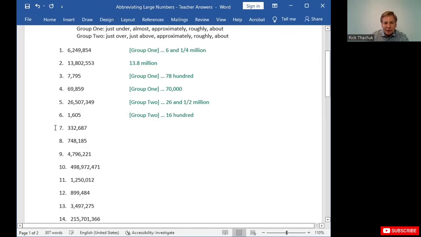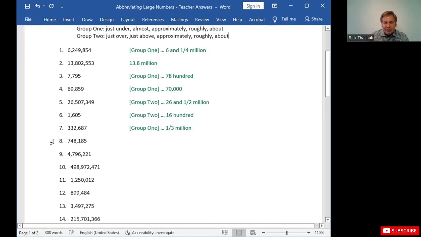Number 7, 332,687. Well, that's not close to 300,000, certainly not close to 400,000. It is close to a fraction. This number is very close to 333,333, which is 1/3 of a million. It's not quite that, it's a little bit underneath that. So I'll use anything from group 1, and then I'll refer to that as 1/3 of a million. So I might say just under 1/3 of a million, or almost 1/3 of a million.